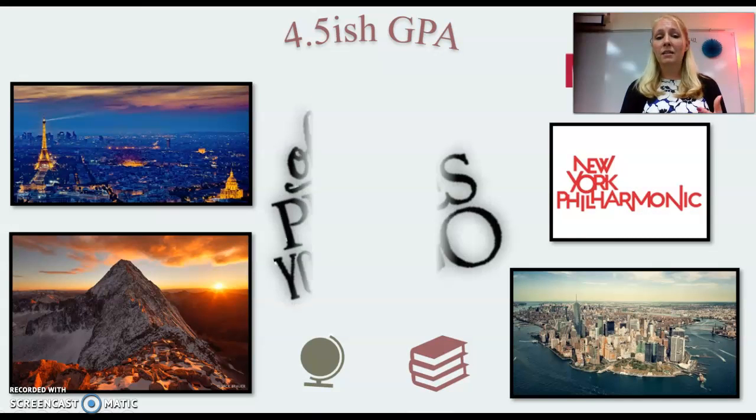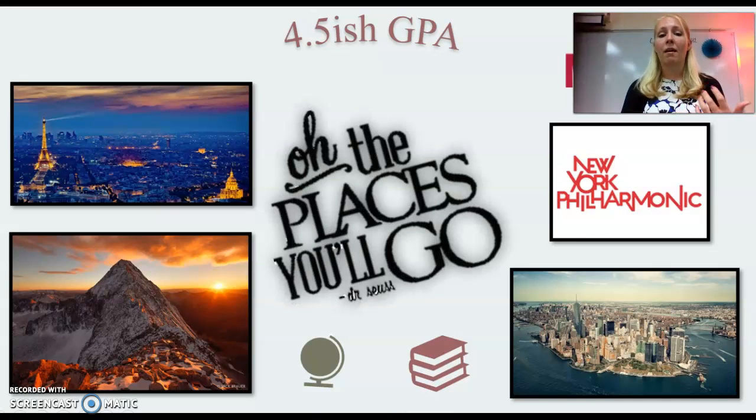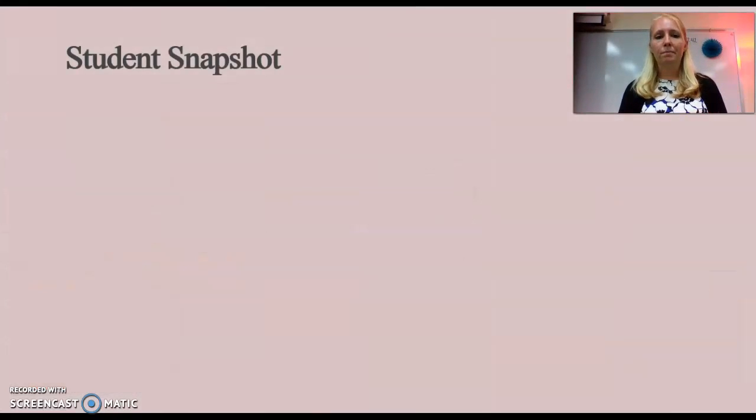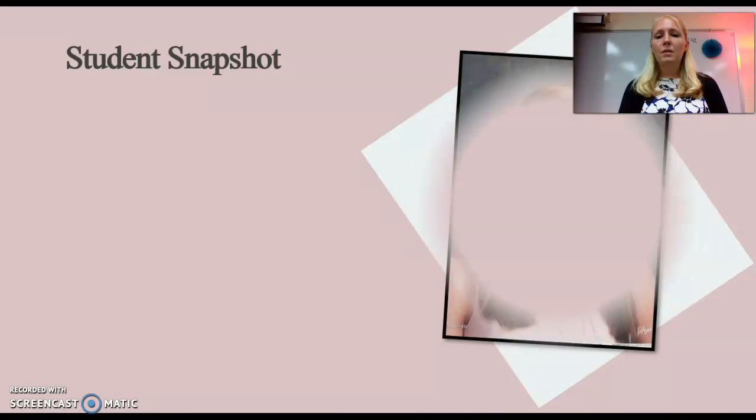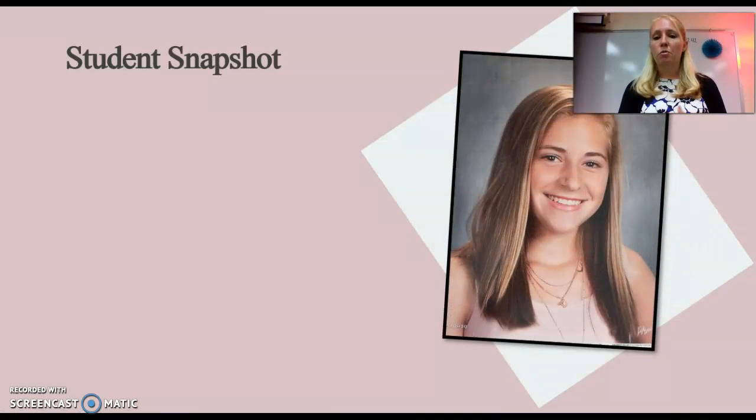This is her plans for high school and beyond. So what she wants to do, graduate with a 4.5 GPA. She wants to go places. She wants to be a part of things bigger than her. So where she wants to go. Her student snapshot, which again is something you're going to do. So you're going to want to find some pictures of yourself. Okay.